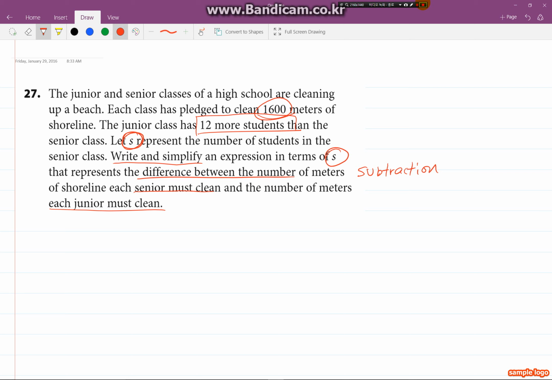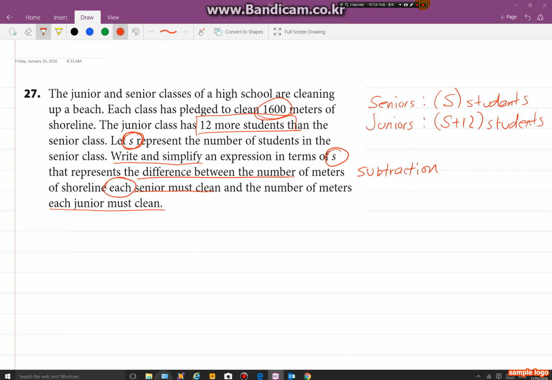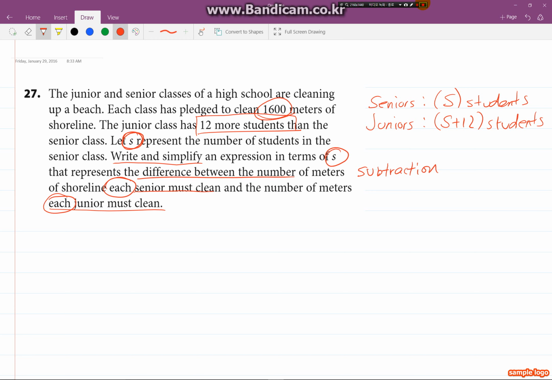So the senior class has S students. Juniors have 12 more than S. That's S plus 12 students. Okay? What are we trying to compare here? The difference between the number of meters of shore each senior and each junior must clean.